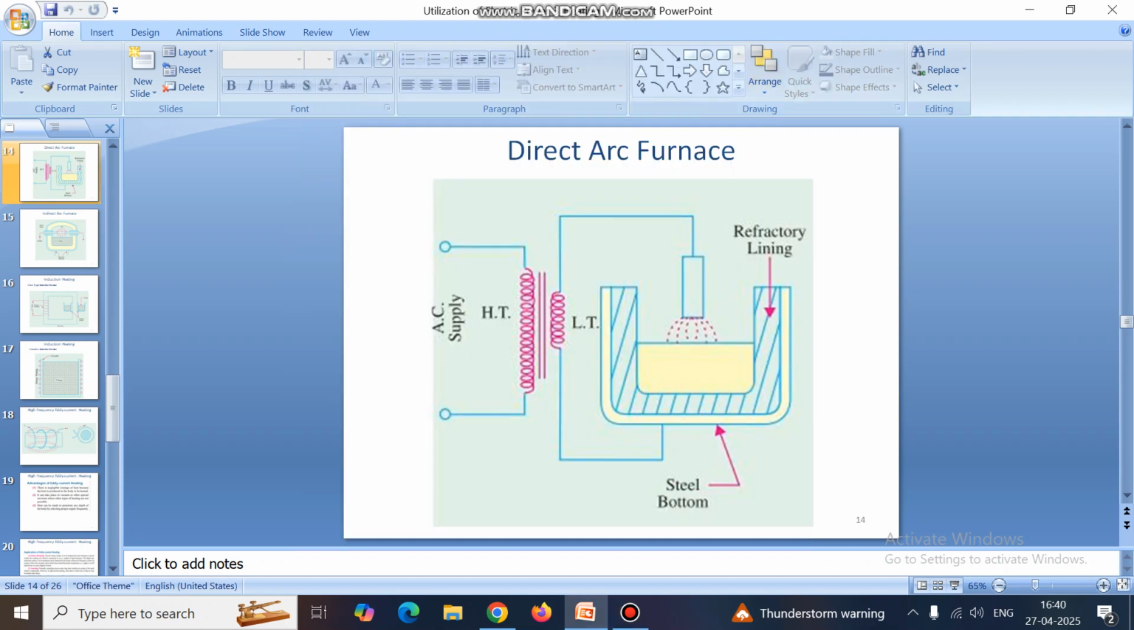After the first video, we are continuing electric heating in the second video. Now the topic is the direct arc furnace.